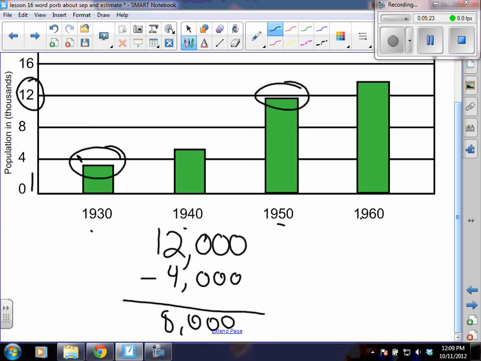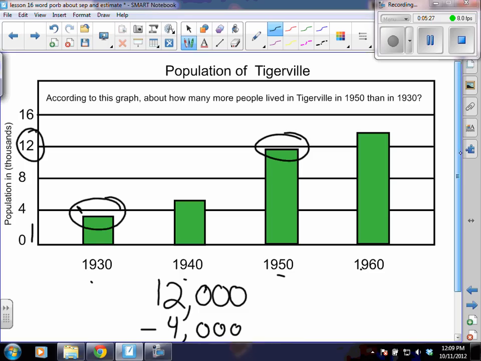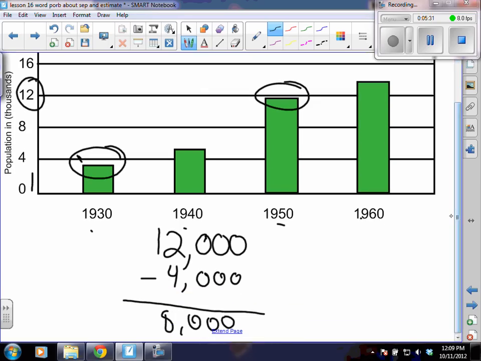And so, according to our question about how many more people lived in Tigerville in 1950 than 1930, there would be about 8,000 more people. And so we have those ideas.